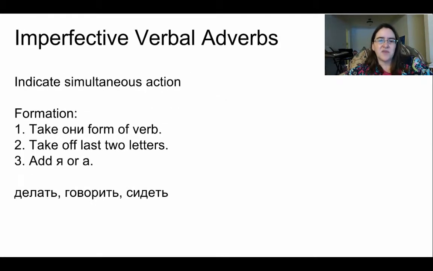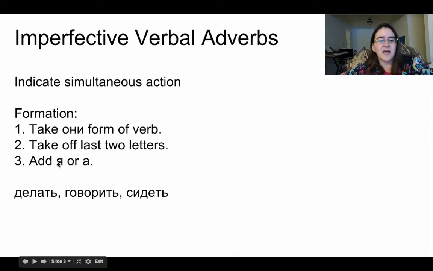As we said, imperfective verbal adverbs show simultaneous action. Two things happening at once. How do you form them? We're not really going to focus much on that. I'm not going to ask you to be able to form them. But what I want you to be able to do is recognize them.